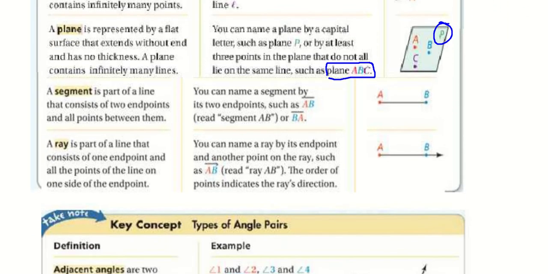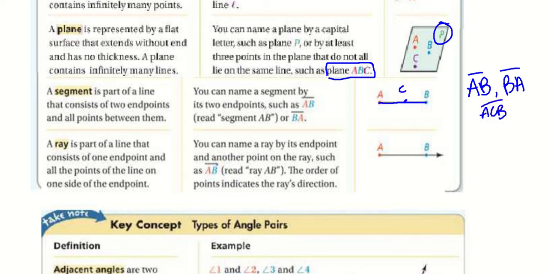A segment is a measurable part of a line. It's all the points that are in between 2 known points. So this would be line segment AB. Once again, we would name this with AB, and we don't put arrowheads on the top, or BA. If there was a C here, we could call this ACB, but it has to begin and end with A and B.